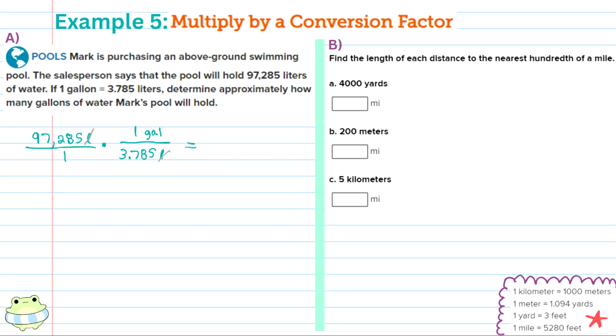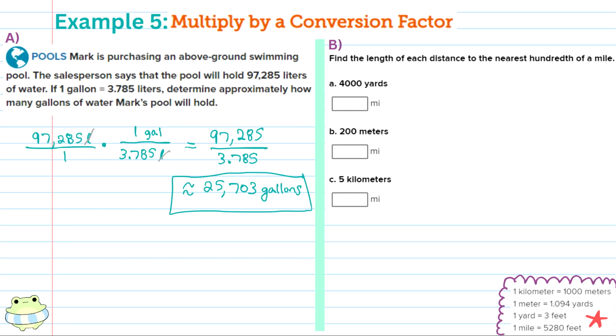Well, 97,285 times 1 is just 97,285. We're going to have that 3.785 on the bottom. And then dividing this out, we get approximately, because it does say we're going to round, right? When it says approximately, that's your indicator to round. We're going to get approximately 25,703 gallons. And that's all we had to do on that question.